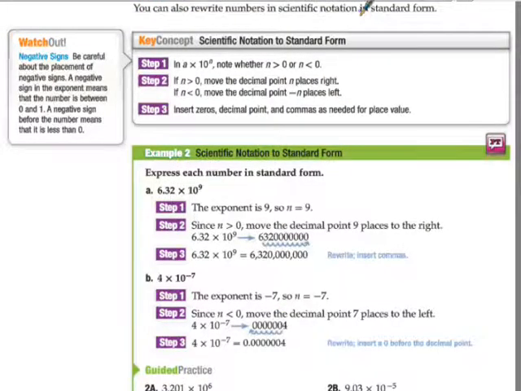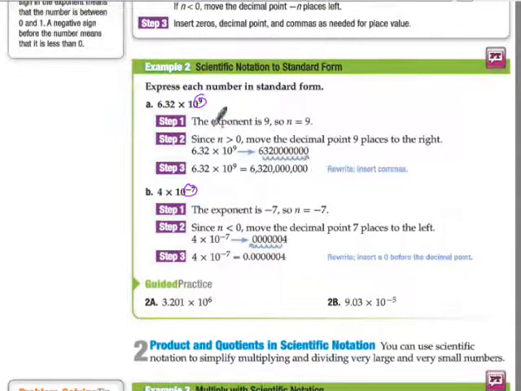We can also go the other direction. I can give you a number in scientific notation, and you can tell me what that number is. If this is positive, it's going to be a really, really big number. If this is negative, it's going to be a really, really small number, and that's telling you how many times we move the decimal place. That's all we're doing.